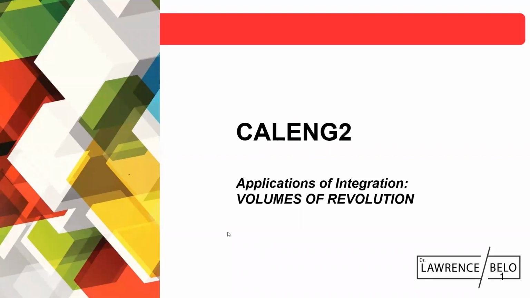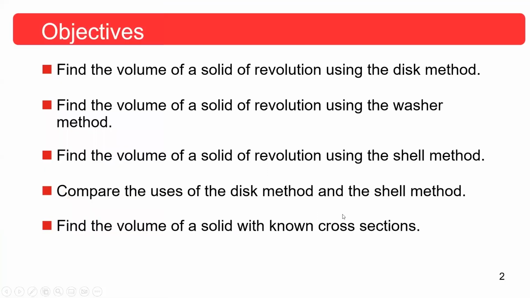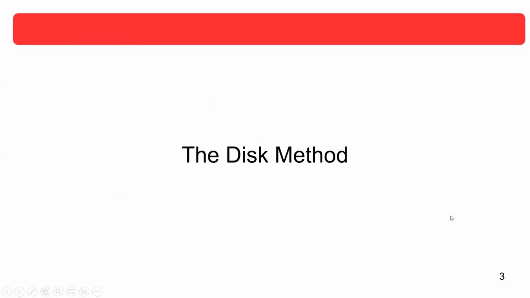For this lecture, we'll have the volumes of revolution as another application of integration. For volumes of revolution, what are the objectives? To find the volume of a solid of revolution using the disk method, using the washer method, and using the shell method. So there are three methods in here. And then, of course, we will need to compare what the differences between these methods are. And of course, find the volume of a solid with known cross sections.